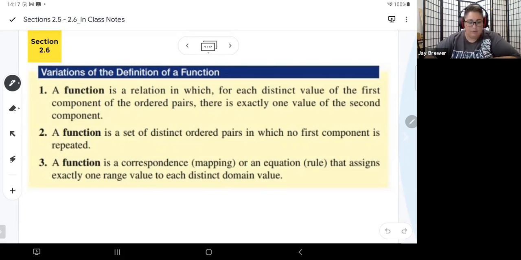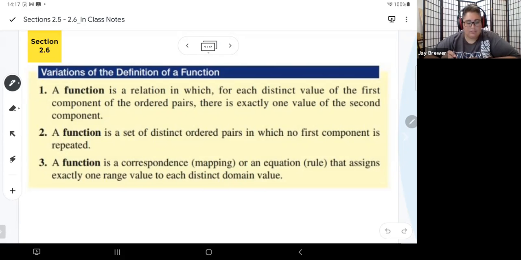We're going to be concentrating on section 2.6, and we're going to review some of these different ways to describe a function. A function is a relation in which for each distinct value of the first component, remember that would be x of the ordered pair, there is exactly one value of the second component. So basically for each x, there's only one possible y. Now you can have multiple y's, but you cannot have multiple x's.